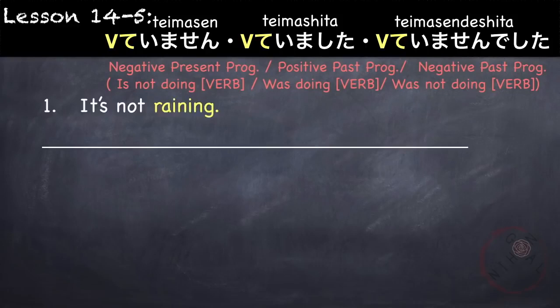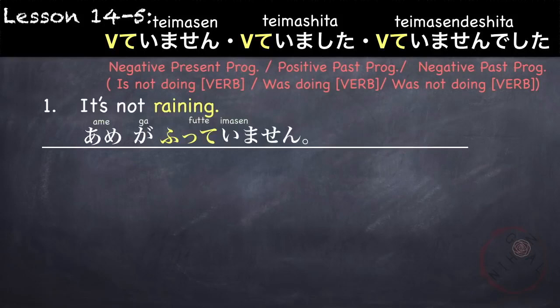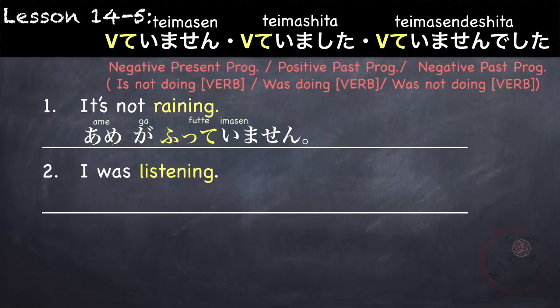For example, it's not raining. 雨が降っていません. So, います becomes いません. I was listening. So, this is a positive past progressive sentence. Was doing verb. 私は聞いていました. 私は聞いていました.